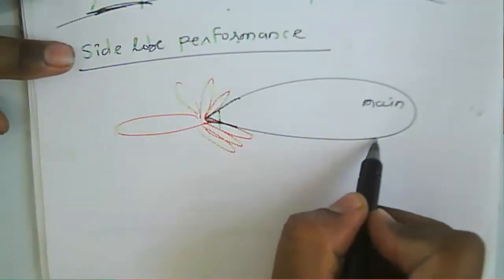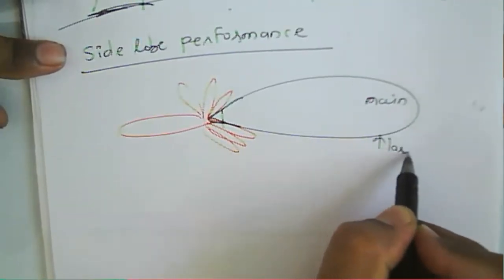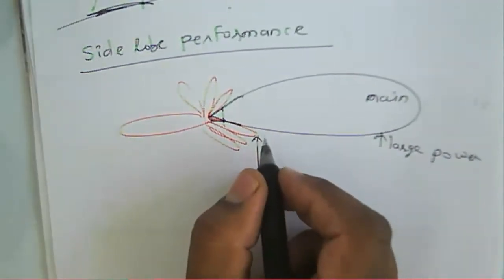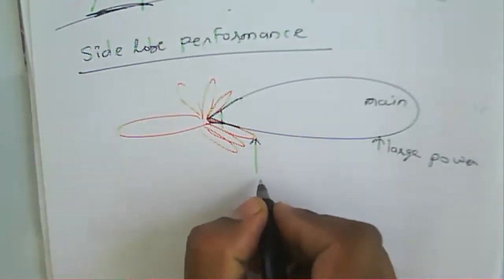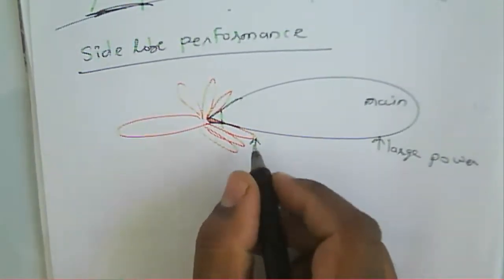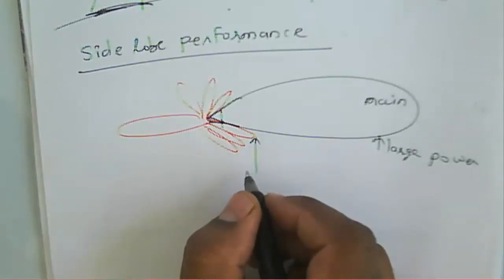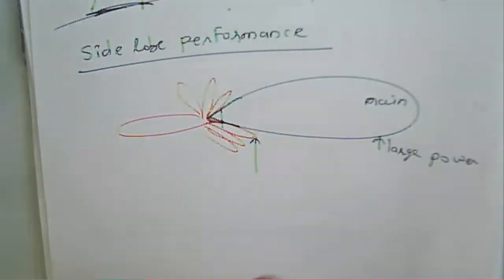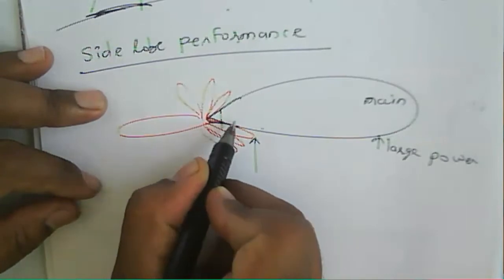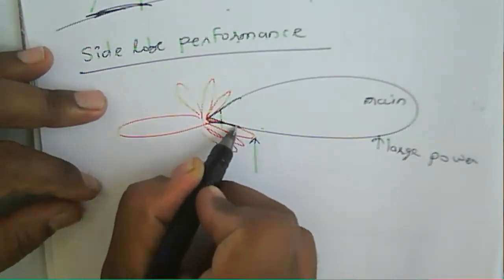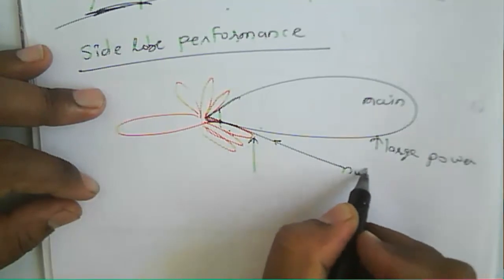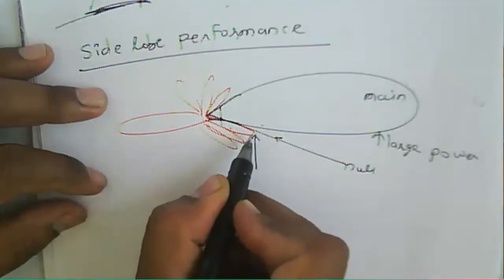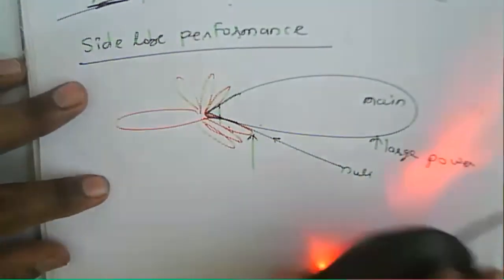But the main radiation pattern has the large power, and the side lobes have lower power, or lower energy radiated, in a particular direction or place only. Between the main lobe and the side lobe there is a null. This one is a null, and where a null occurs, the coverage in that region is small.